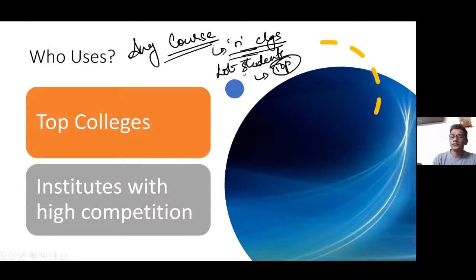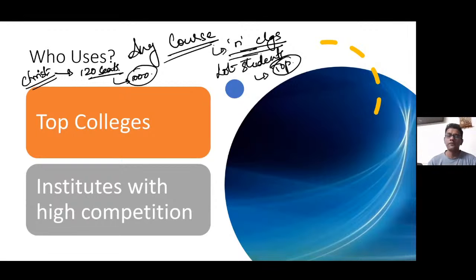So you have a lot of students who can apply to this college. So let's assume my college is Christ. So there is a college Christ. Now Christ has a program and it has 120 seats. I'm not talking about a specific program, but let's assume it has 120 seats. And there are 1,000 people applying. So how do I decide, if I am the admission department of the college, whom to choose?